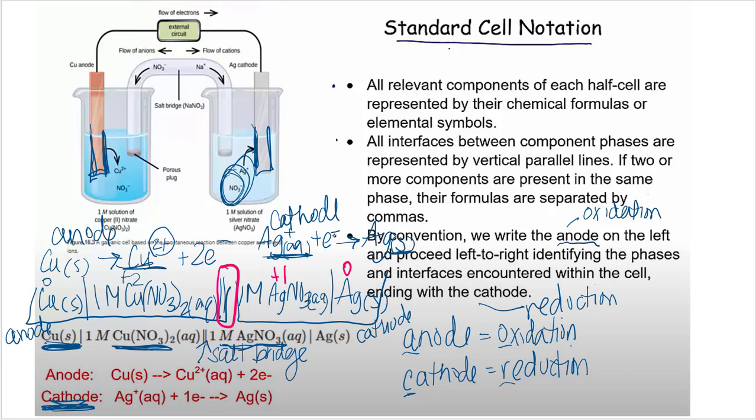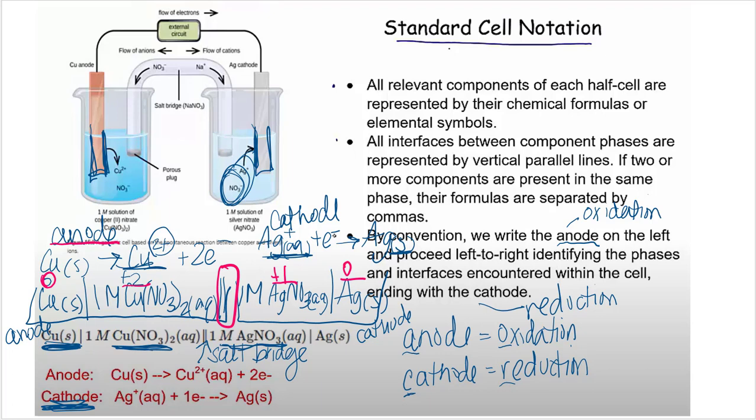So it matters the order in which you write it. We write the solid first, and then the solution on the left side. And then when we are going to the reduction, it's the solution and then the solid, because that is our changes. Our anode, our oxidation, we lose electrons, and our reduction, we gain electrons.